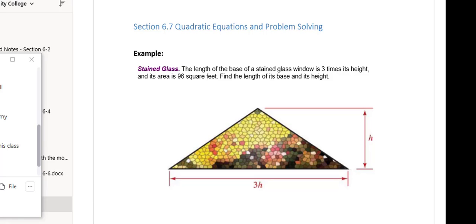Section 6.7. And if you'll give me one second, I'll let it go. What we're talking about is quadratic equations and problem solving.